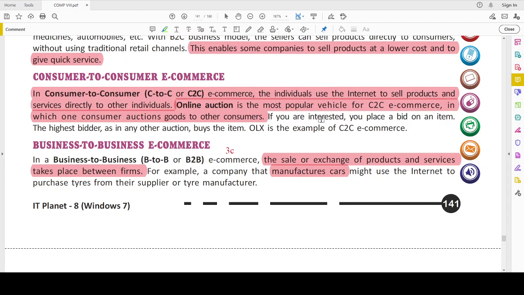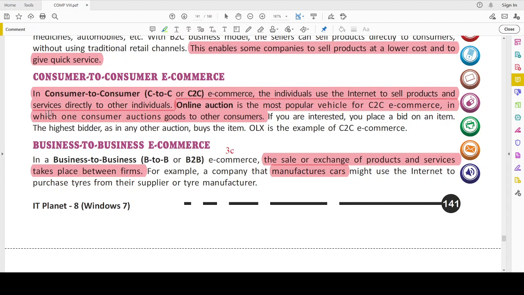If you are interested, you place a bid on an item. The highest bidder, as in any other auction, buys the item. OLX is an example of C2C e-commerce. So, suppose you want to sell your old cycle and want to buy a new cycle. So what will you do?